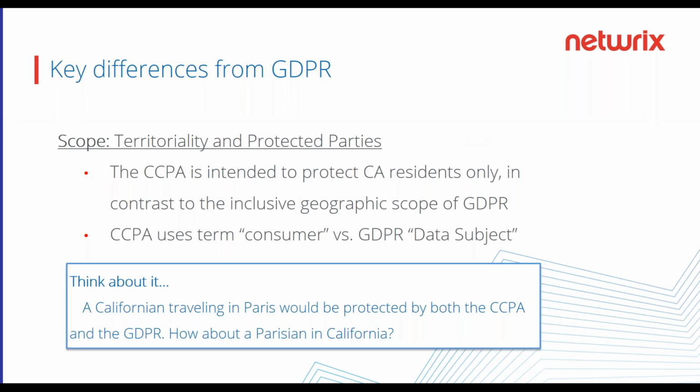So moving into defining the scope a little bit more: the territoriality and protected party. The CCPA is intended to protect California residents only. So this is a difference from the GDPR. The GDPR is more of geographic border protection. If you are a data subject, a natural person anywhere inside of the European Economic Area, then you're protected by GDPR. Whereas California is only intended to protect California residents, as is already defined, by other laws in terms of what a California resident is.